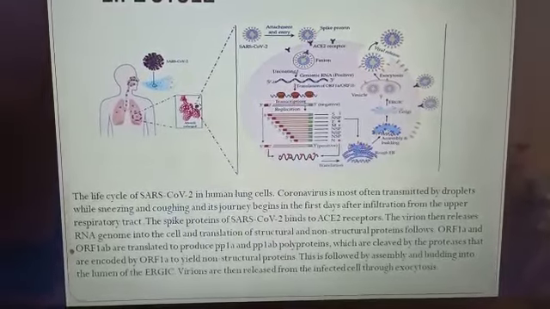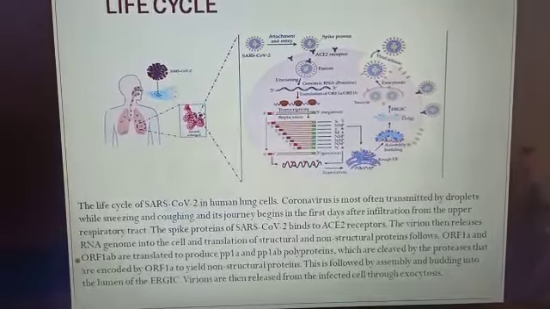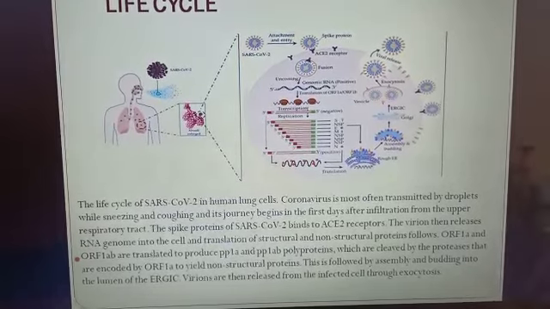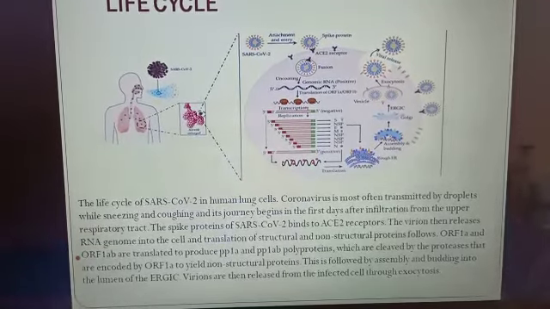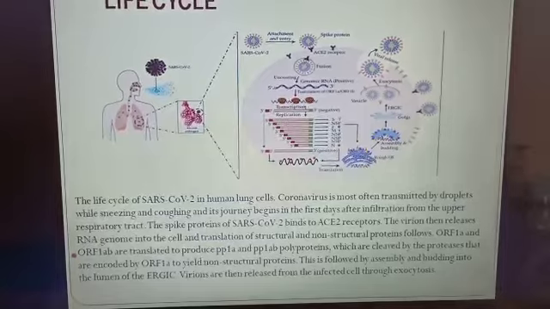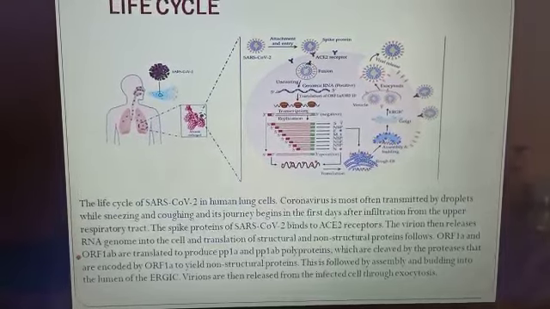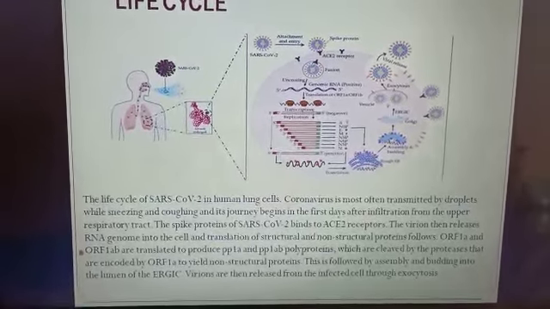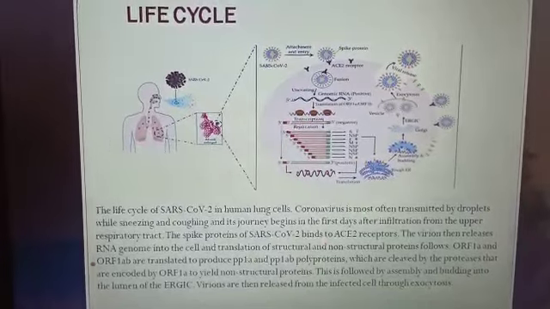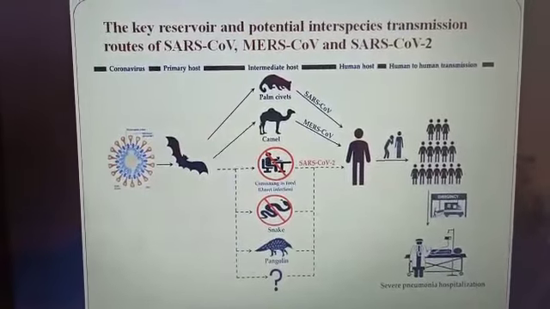This is followed by assembly and budding into the lumen of the endoplasmic reticulum-Golgi apparatus. Virions are then released from the infected cell through exocytosis and are ready to infect other humans.